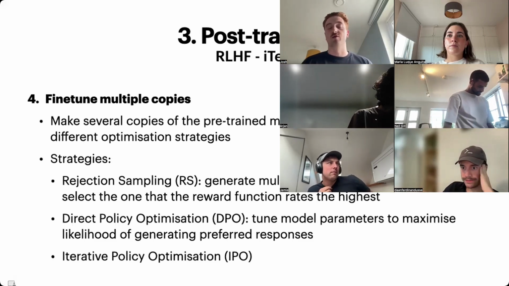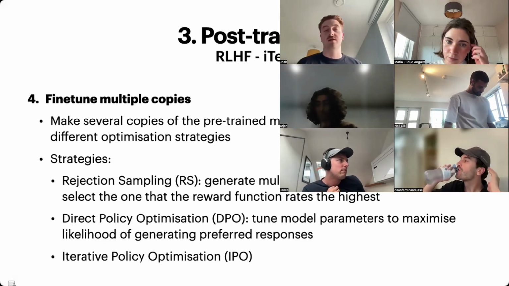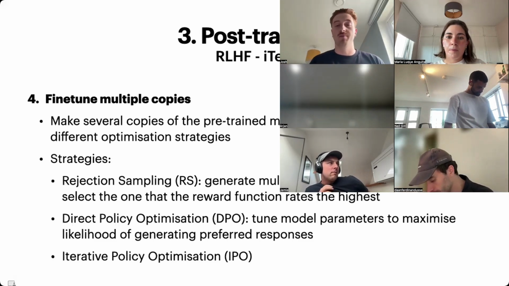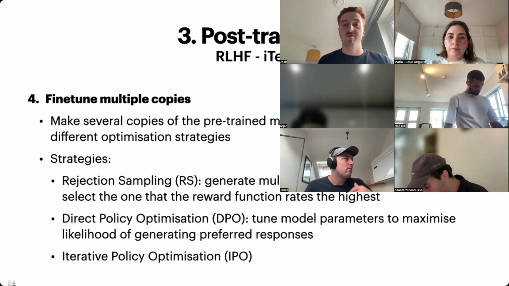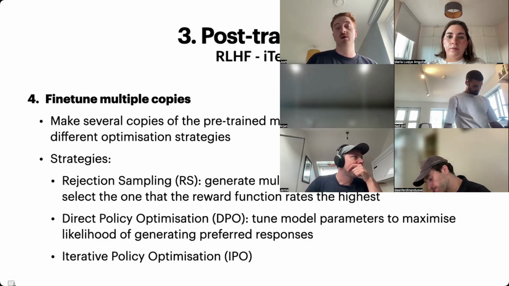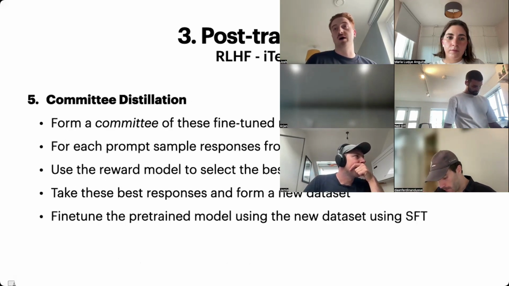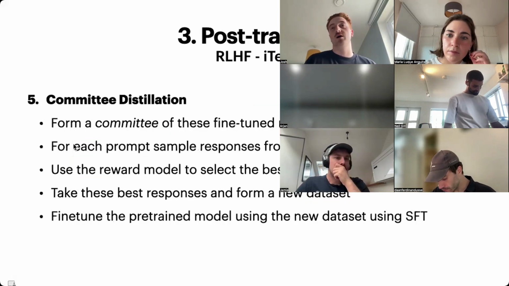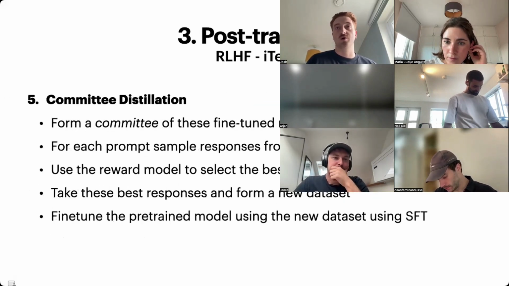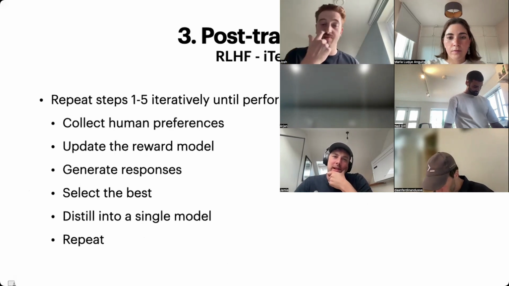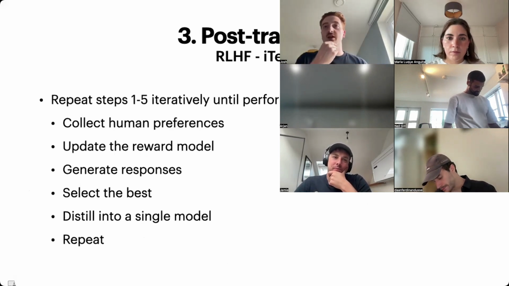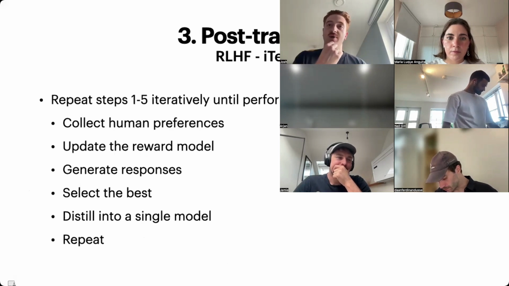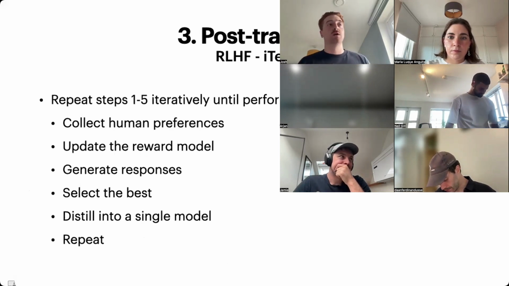And then the problem with the technical report is that I guess it's designed to be a product, right? So they sometimes omit some of the details that I think probably end up having a big impact on the final performance. So yeah, you have this committee, you have this data set, you do this stage of fine tuning, and then you run this all the way again, and you start step 1 again with this new fine-tuned model, and you just keep doing this until performance gains start to saturate. So then you collect some new human preferences, update the reward model, generate responses, select the best, and then distill this into a singular model.